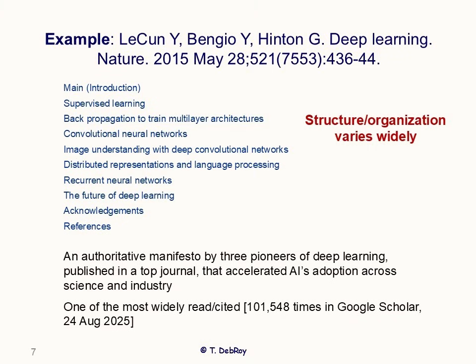A great example of effective structure is the deep learning review by LeCun, Bengio, and Hinton in Nature. This paper was organized thematically, covering supervised learning, backpropagation, and various networks like CNNs and RNNs. Note how they structured the final section around the future of deep learning, providing that critical, forward-looking projection. This paper wasn't just a summary. It was an authoritative manifesto by field pioneers. It demonstrates the power of rigorous structure, becoming one of the most widely read and cited papers in the field, with over 100,000 citations.